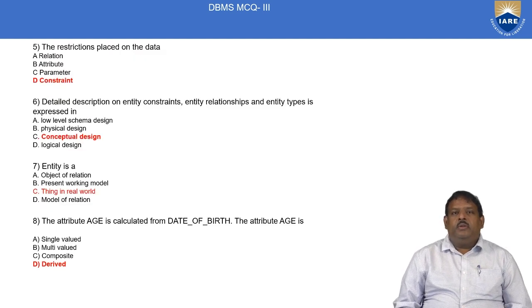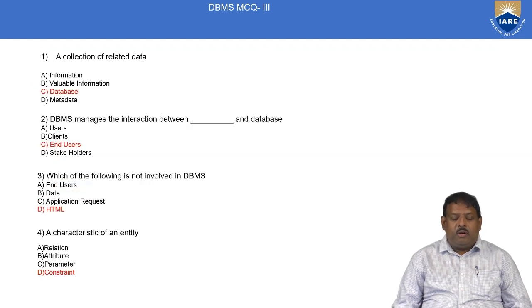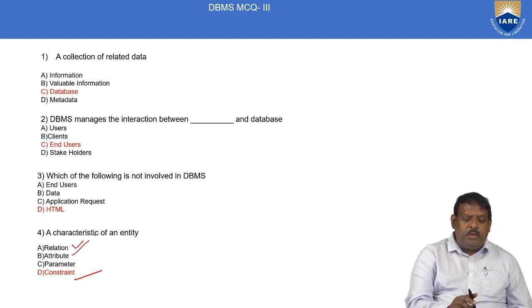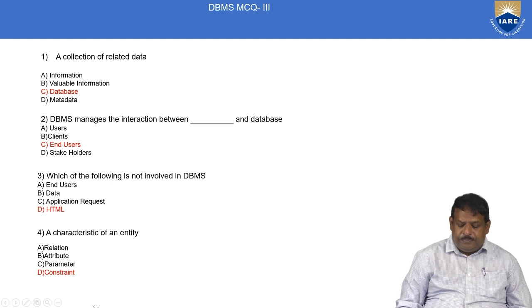Okay, the restrictions placed on the data. No, I'm sure this is not the right answer. You can strike it out. The characteristic of an entity can be a relation or an attribute. So constraint is not the right answer.